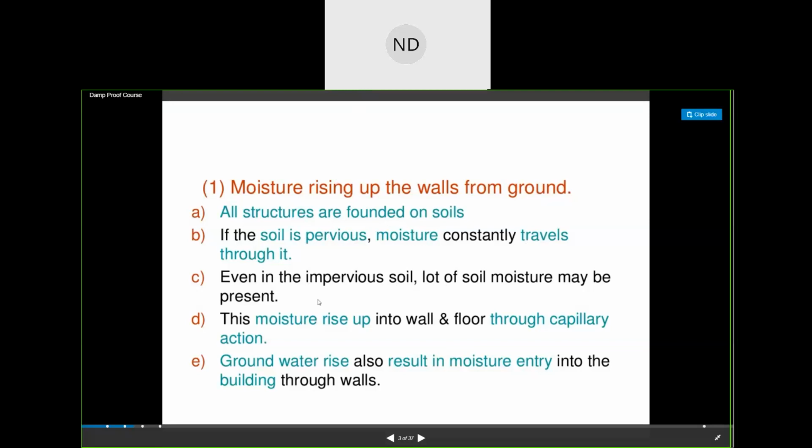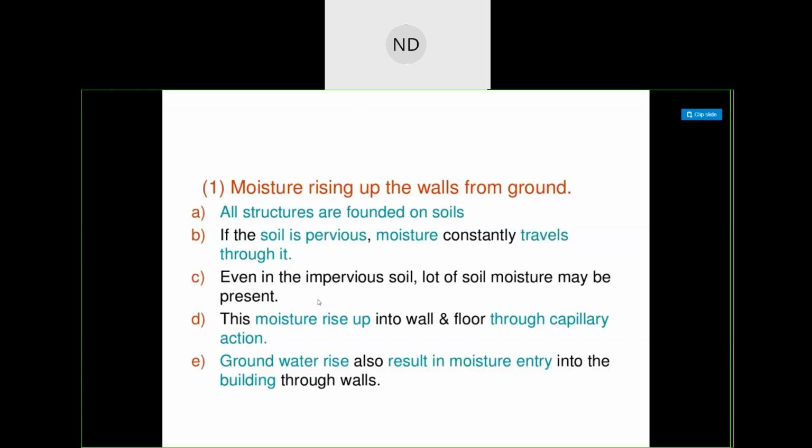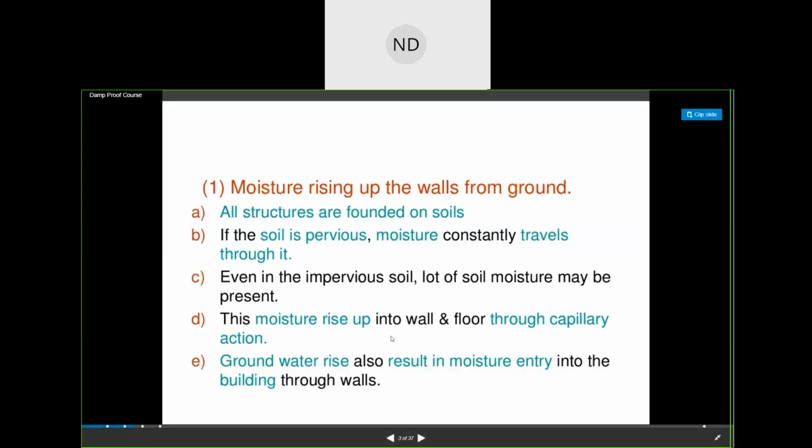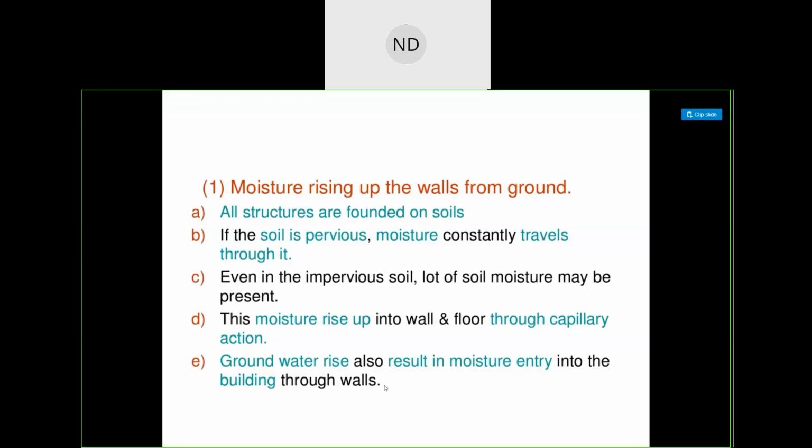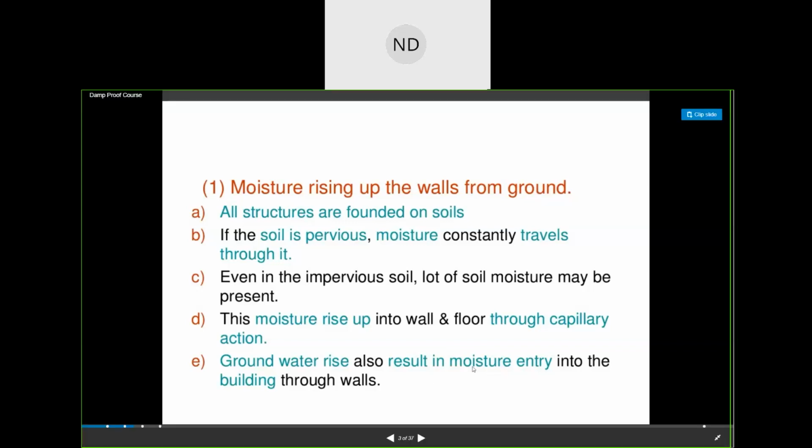Sometimes what may happen, your impervious soil may be there, and therefore water is not going through at the bottom, and then it goes upward towards your wall. This moisture rises up into the wall and flows through capillary action. Groundwater rise also results in moisture entry into the building walls. When your groundwater level increases, when it is at the bottom it is okay, but when it rises due to heavy rains continuously for many days, your moisture may enter from the bottom to the different floors.